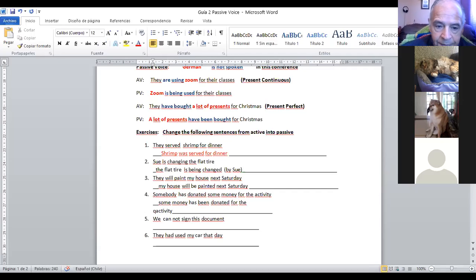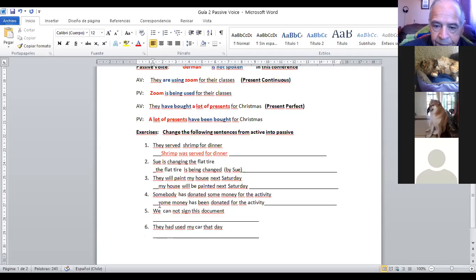And as you can see, no importa que me equivoqué allá. Voy a escribirlo. ¿No? Activity. So some money has been donated for the activity. In this case, you cannot use by somebody. No aporta nada a la frase. O sea, algún dinero ha sido donado para la actividad. Punto. Por alguien no tiene sentido decir por alguien. ¿Se fijan? Hay veces que se necesita el by y otras veces no se necesita.